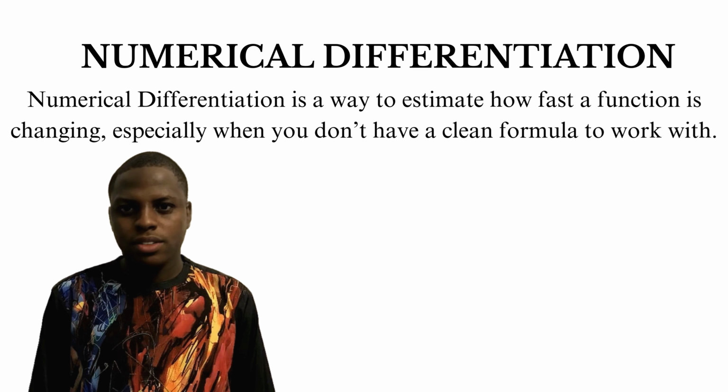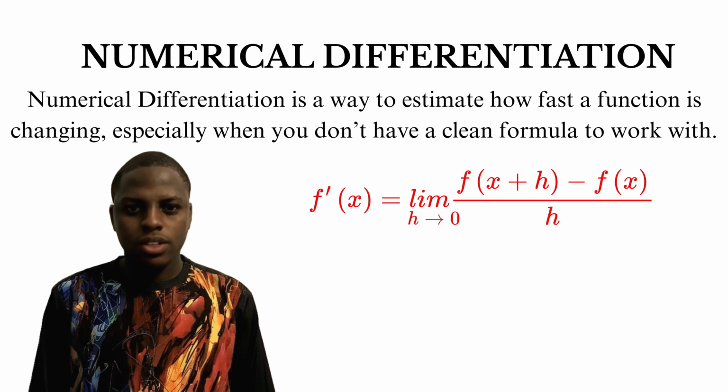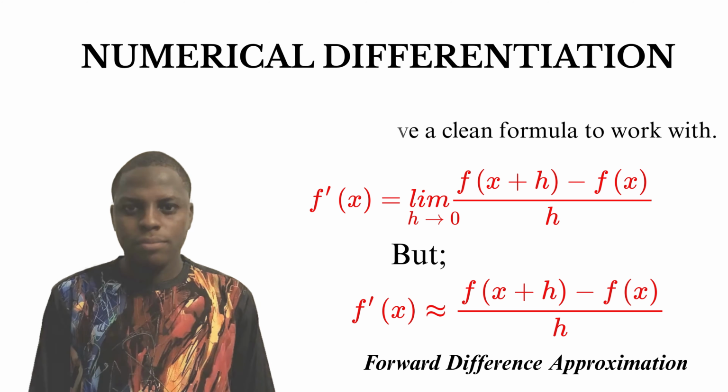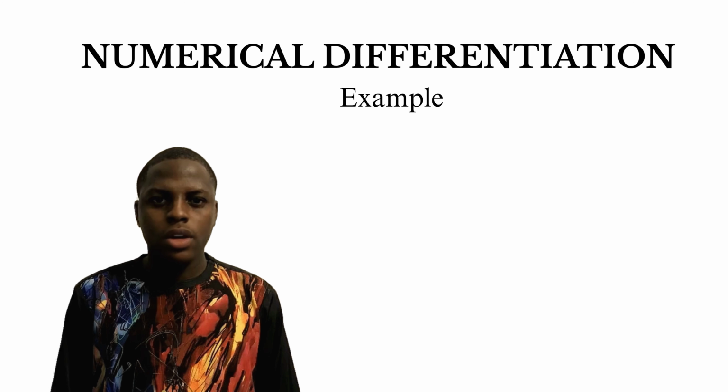It comes from the basic definition of a derivative in calculus. f prime of x equals the limit as h approaches 0 of f of x plus h minus f of x divided by h. But in numerical methods, we use a small value of h instead of letting it approach 0. So the formula becomes f prime of x is approximately f of x plus h minus f of x over h.